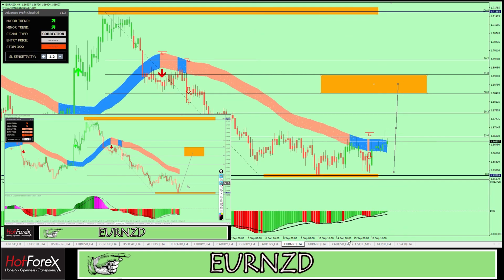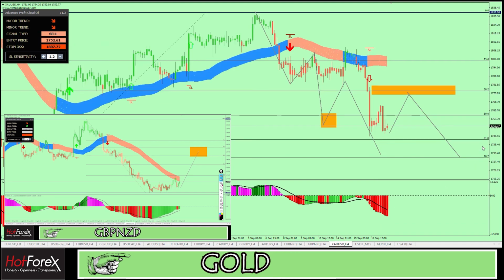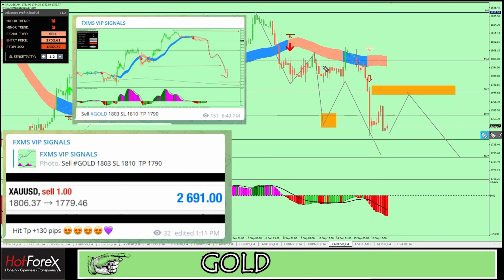EURNZD was still bullish to the upside. Pound New Zealand, we are still also to the upside. Gold, we said gold is negative last week. It did go up a little bit first right here.